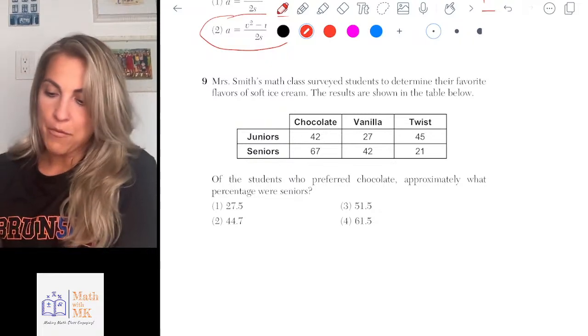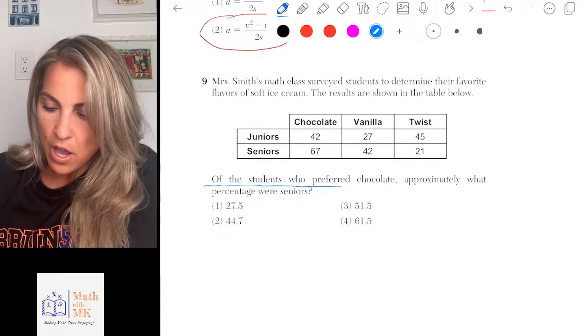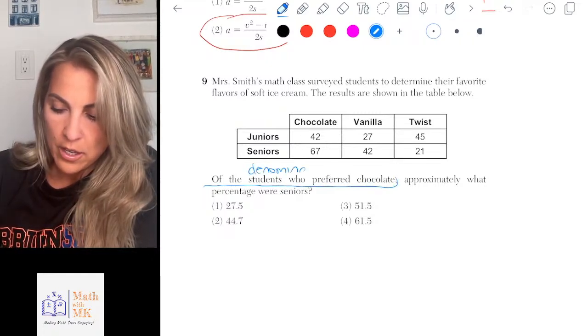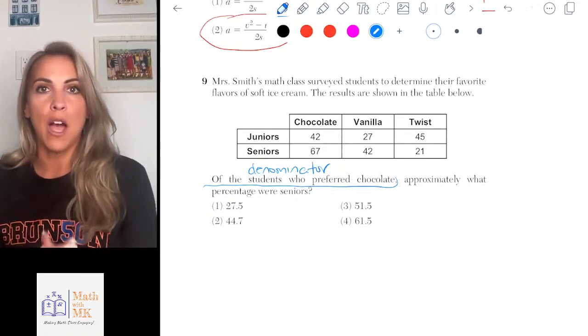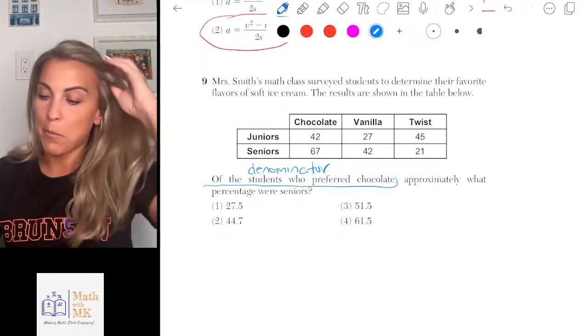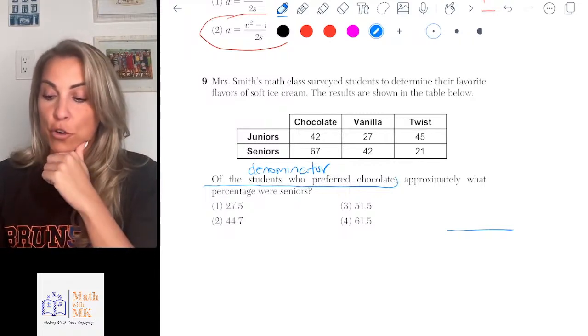And they want to know of the students who preferred chocolate. So what I want you to realize is when you see this, of the students who preferred chocolate, this is your denominator. When we talk about out of something, that's the denominator of a fraction. So before I even keep reading, I'm just going to go ahead and set up what that denominator is. So of the students who preferred chocolate.